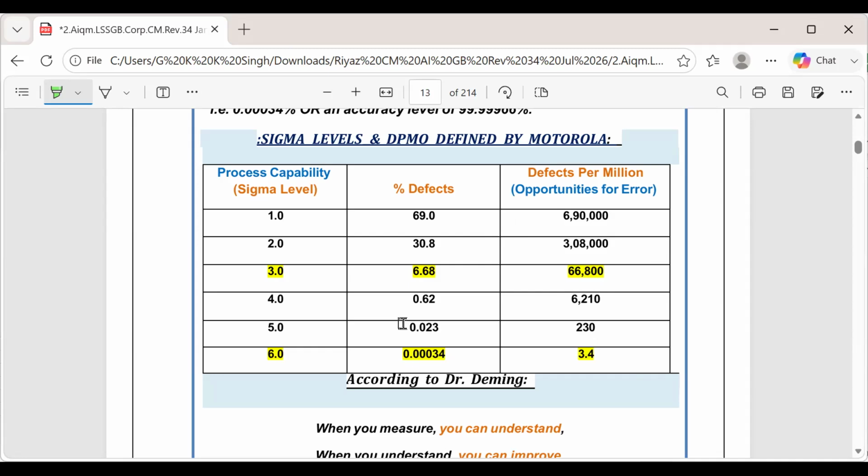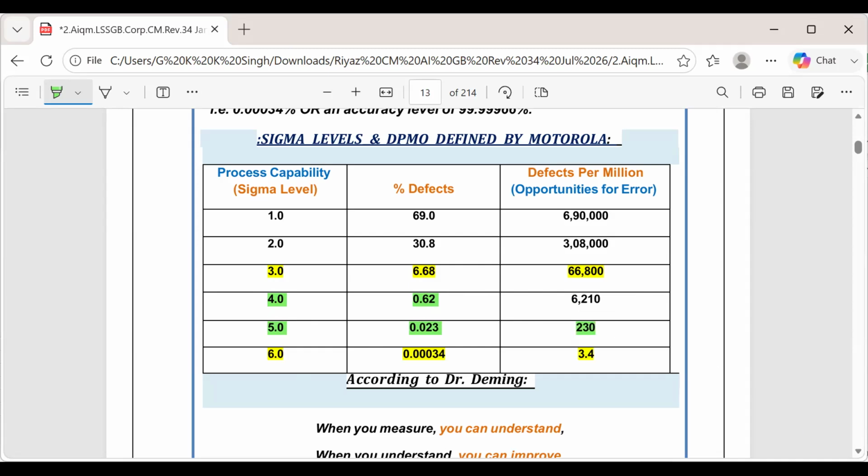Today, most organizations operating at a minimum of 4 sigma is a challenge that has to be achieved. That means if we are at 4 sigma, we are at about 0.6% defects, 0.62%, which means around 6,200 defects per million. The further target would be to go to 5 sigma, that is 0.023% defects or 230 defects per million.